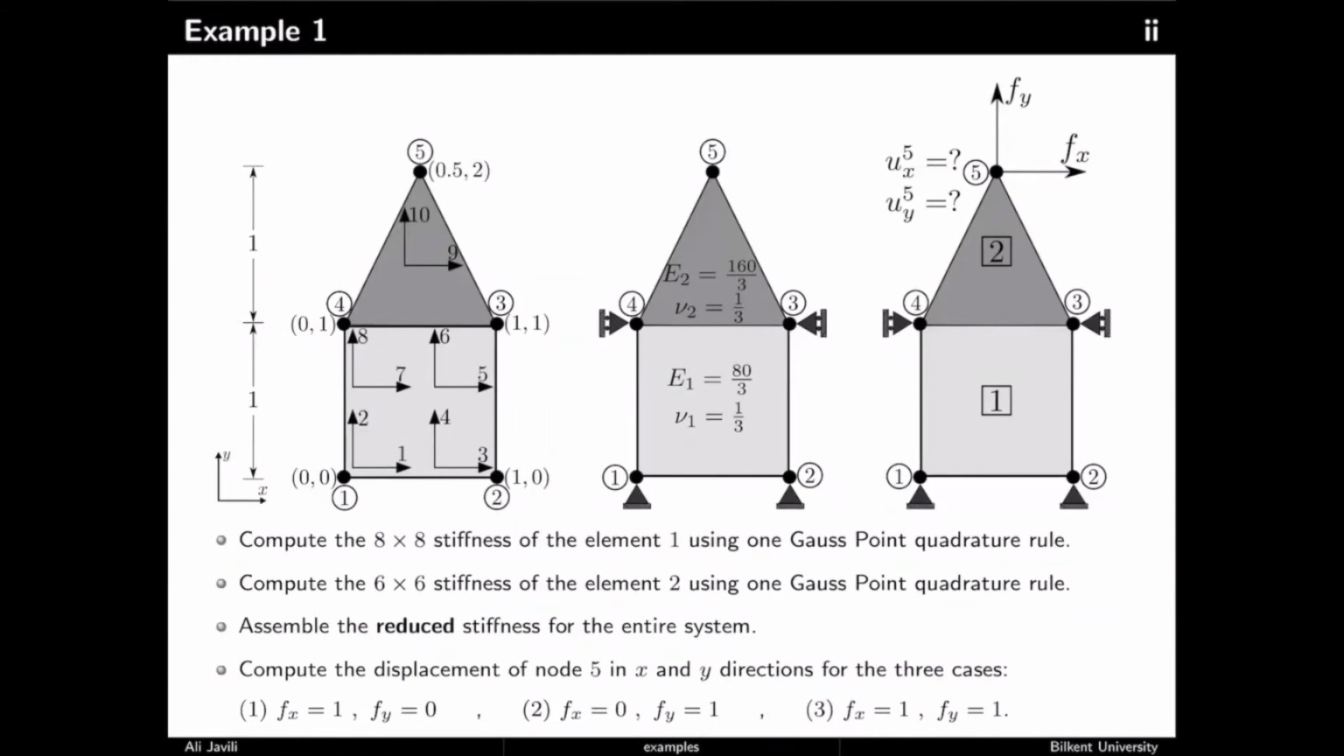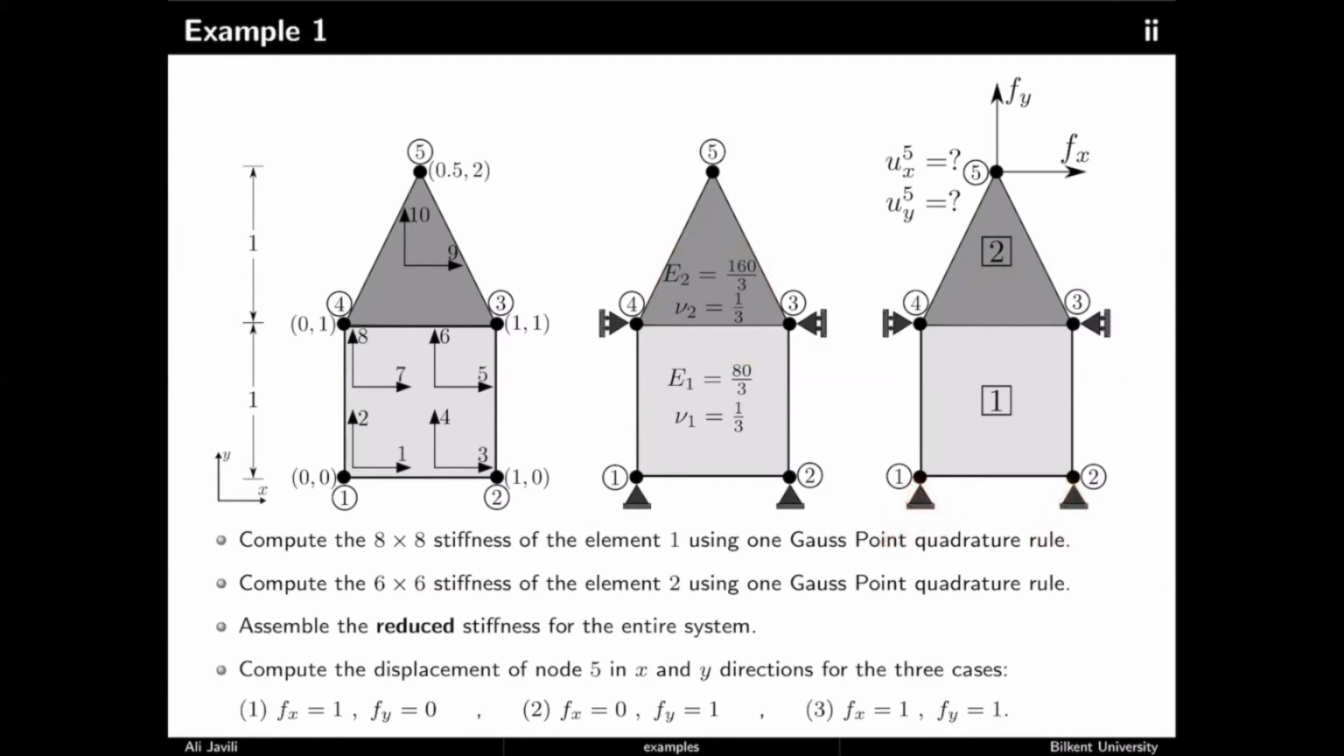You have two elements, element 1, element 2. Element 1 is a bilinear quadrilateral element. Element 2 is a triangular element, constant strain triangle, so a 3-noded element up here, 4-noded down here. The material parameters for each of these elements are given, and also the boundary conditions are given. So this is completely fixed here.